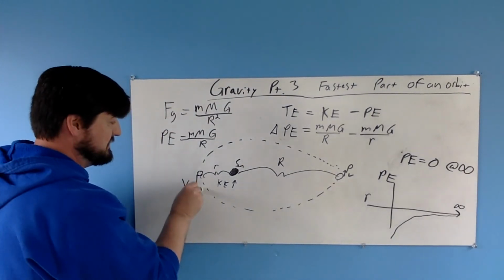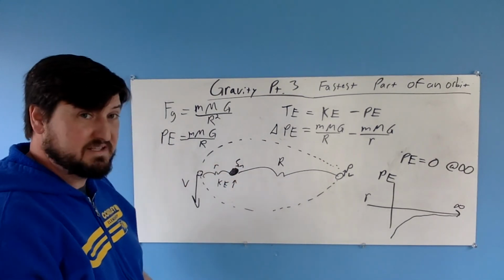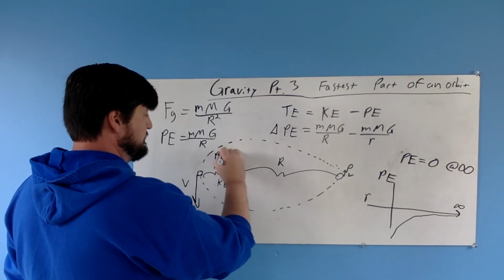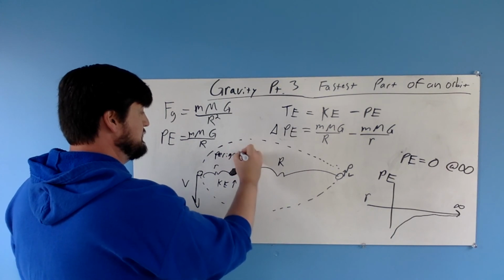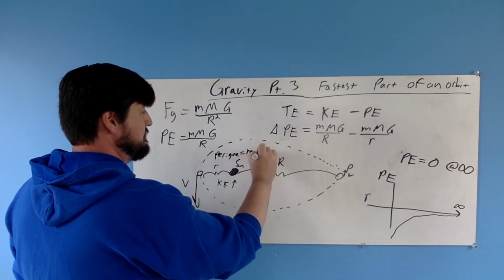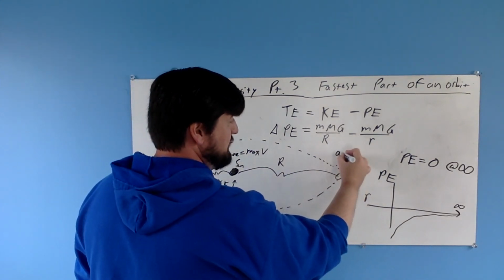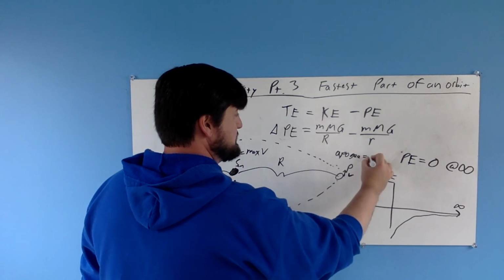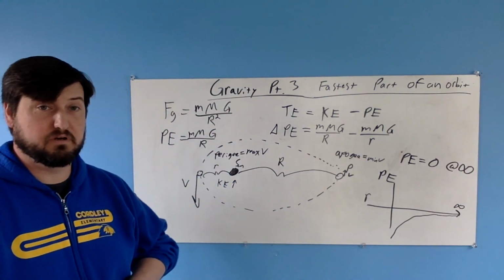And as it comes in here, you get a maximum velocity. The closest you are to the sun is your perigee, peri meaning near, right? Perigee is maximum velocity. Apogee, farthest away, equals minimum velocity. The farther you are away from the sun, the slower you're going. That's it.